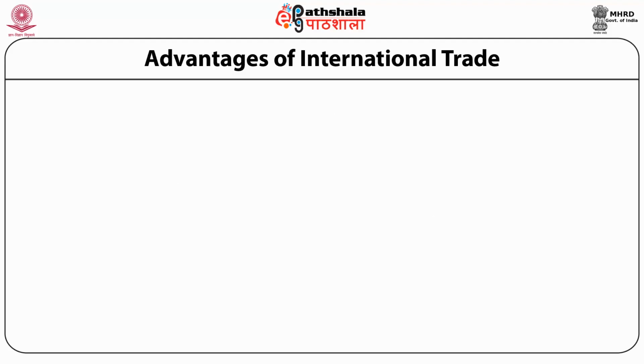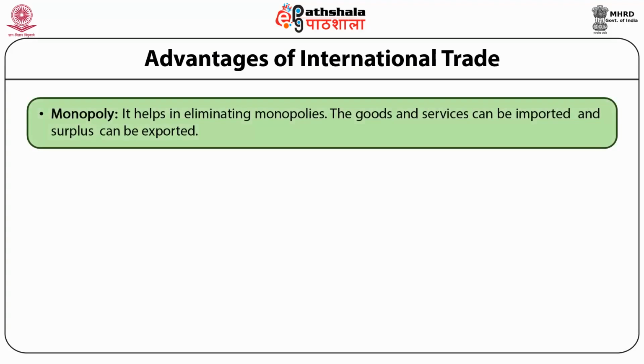The third benefit is restriction on monopolies. It helps in eliminating monopolies. Goods and services can be imported and surplus can be exported. In both cases, the sellers cannot create a monopoly in the market.